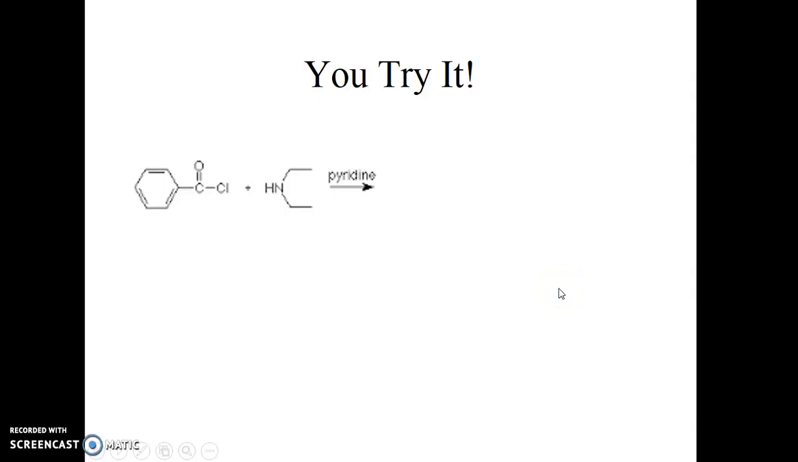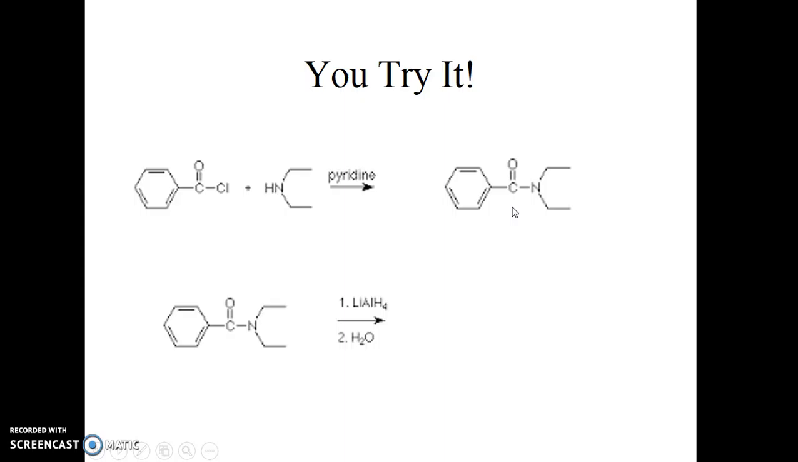Okay, so now here are some reactions forming amines that I'd like you to try. You try to figure out what the outcome is. So the outcome of this, an acid chloride plus an amine, it gives you an amide. What happens now when we treat it with lithium aluminum hydride? Well, we get the amine.